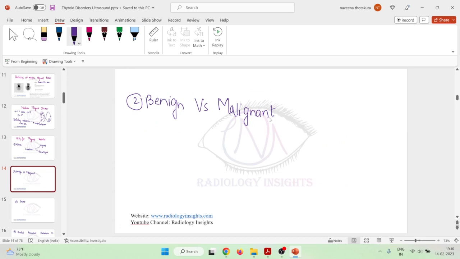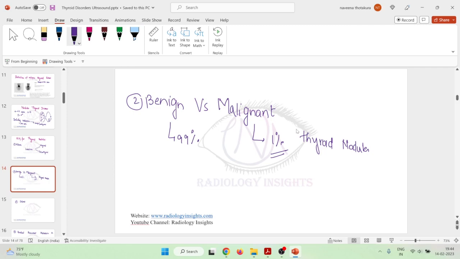Nodular disease is common, and the nodules will result in malignant thyroid disease in only 1% of cases. Among all thyroid nodules, only 1% will turn malignant, whereas the remaining 99% will be benign. But what is our goal? Among 100 nodules, only one nodule will be malignant. The rest 99 will be benign.